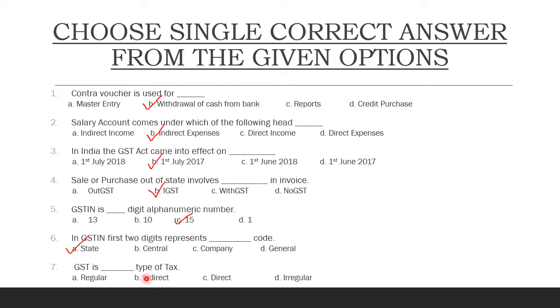But it is also an indirect type of tax only. It is a tax on goods and services. So the answer is indirect tax. I hope this is all clear to you. This is our revision only.